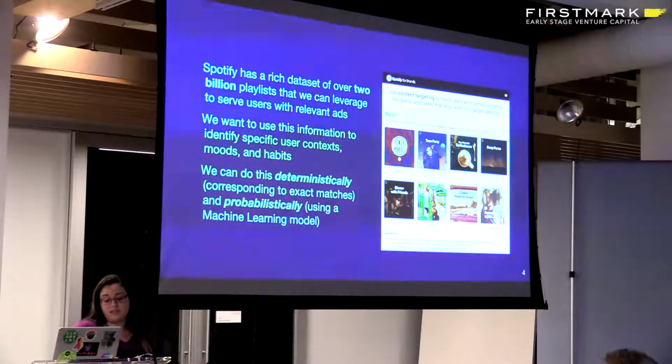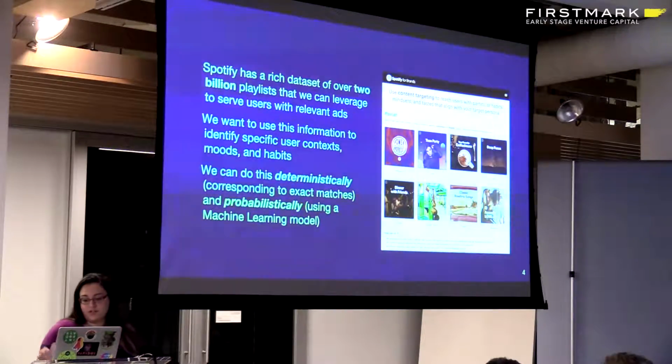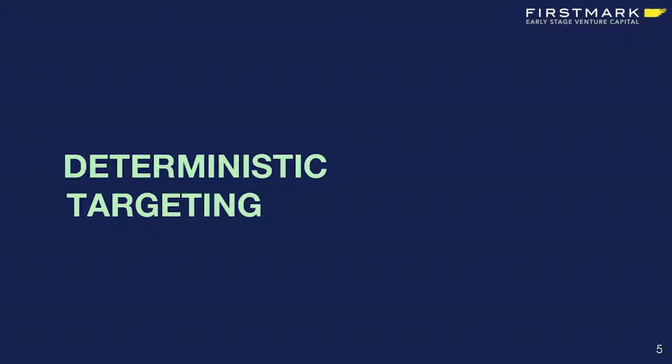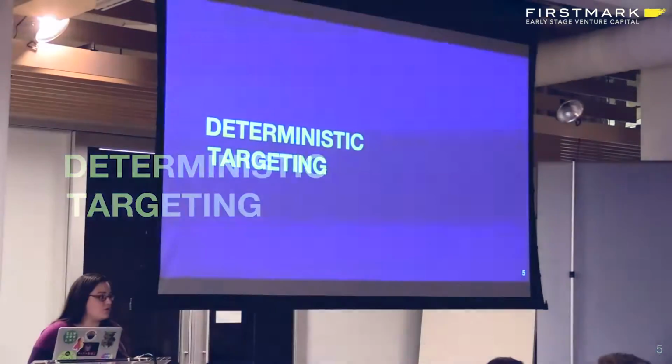So the idea is that we have information related to these user-generated playlists in order to reach users and thereby satisfy them and also satisfy advertisers. There are two approaches that we use to do this. One is a deterministic approach, and one is a probabilistic approach that uses machine learning. I've just shown some examples here of categories that you might see ads related to. I'll talk first about the deterministic targeting, because this is what actually forms the training set for the probabilistic model.